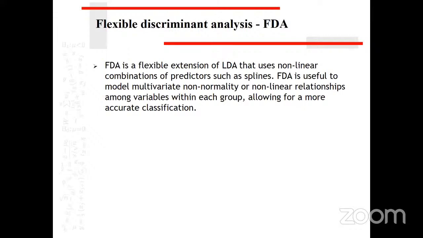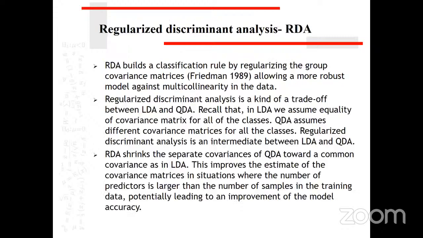Then one other term has come, flexible discriminant analysis. Flexible discriminant analysis is the extension of linear discriminant analysis that uses non-linear combination of predictors such as spline. FDA is useful to model multivariate non-normally and non-linear relationship. And the last one is the regularized discriminant analysis. That is a procedure in between the linear discriminant analysis and quadratic discriminant analysis. We will see each one of these practically here.